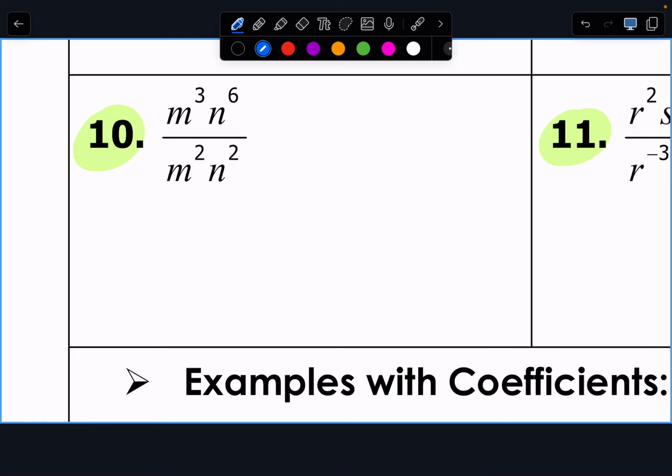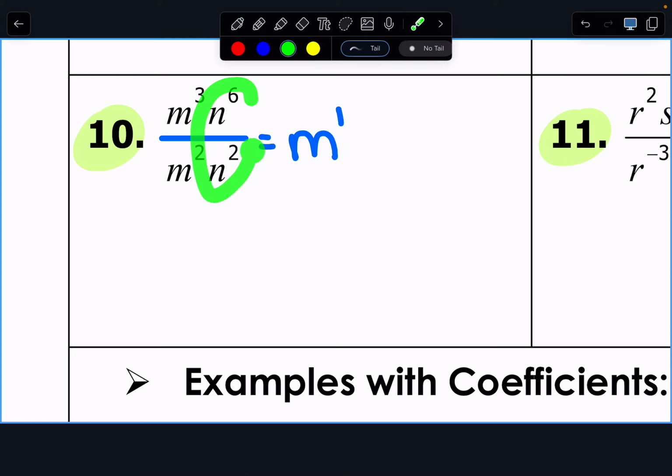Okay, now, if we have more than one variable, it's fine. It's still the same process. Are we dividing? Is there a division bar? Yeah. Okay, which means we need to subtract our exponents. So what is 3 minus 2? 1. What is 6 minus 2? 4.